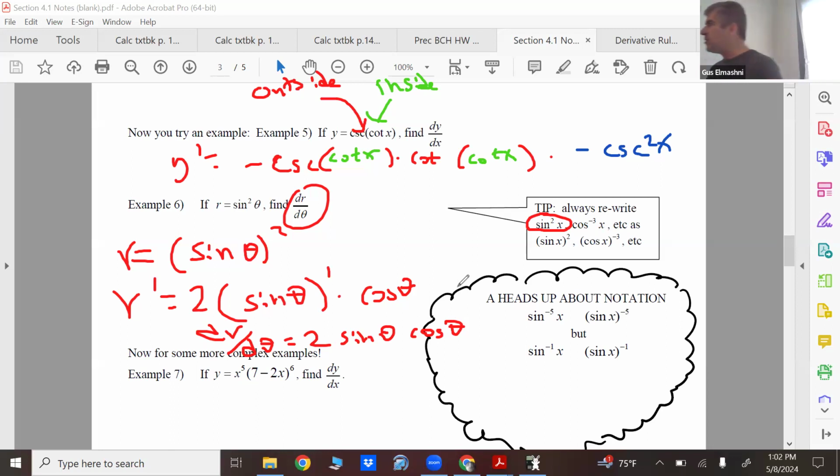Also be very mindful. If you see something like sine x raised to a negative power, that's inverse sine, it's not this. So be mindful about that. And we won't cover inverse trig functions in this class, unfortunately. You'll usually do that around day 3 to day 4 in the fall.